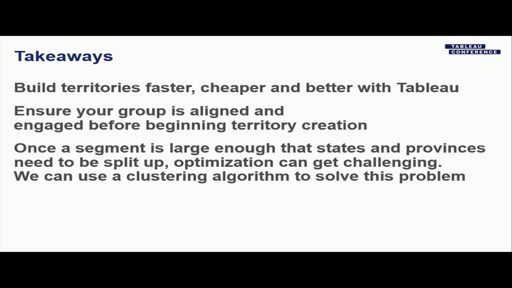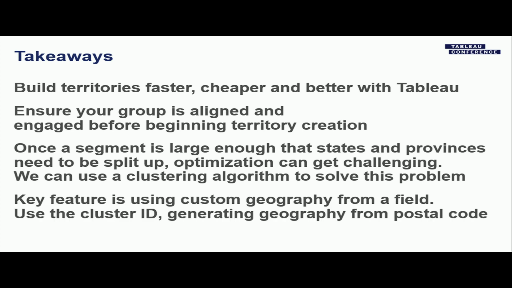Once the segment's large enough that we can't do it at the state level anymore, like California is always the first one for us, we have to start splitting it up. Rather than going all the way down to postal codes, we can use this intermediate optimization piece with the clusters to make that happen. The piece that enables that is using the custom geography from a field. It's a super valuable field in Tableau, not just for territory creation, but for any kind of composite territory view you might want to create: districts, regions, subregions.